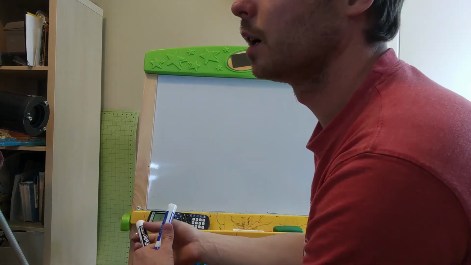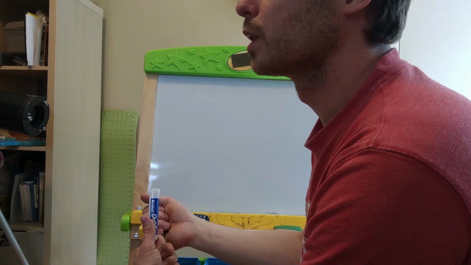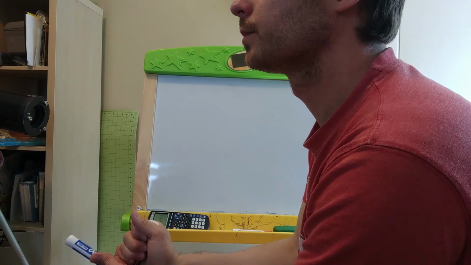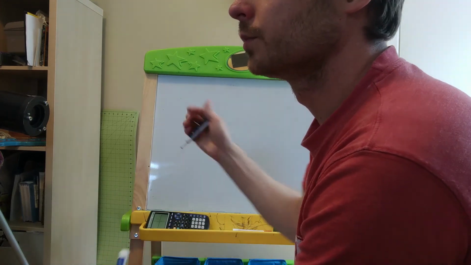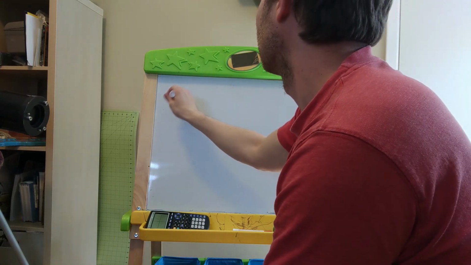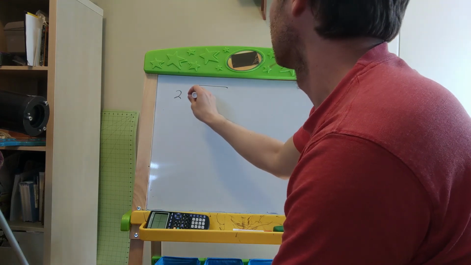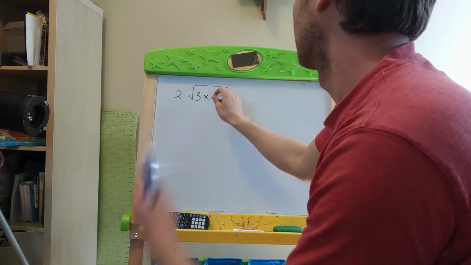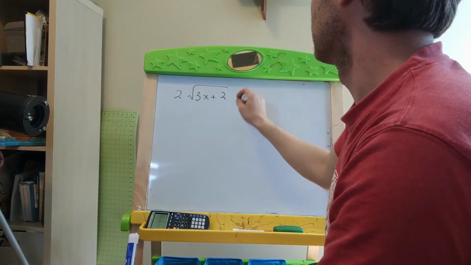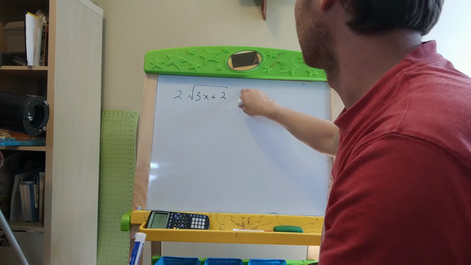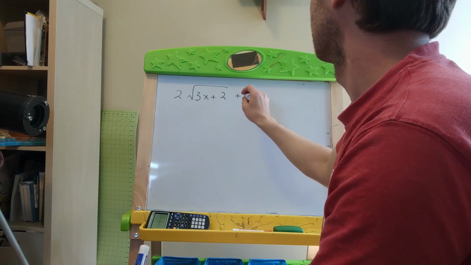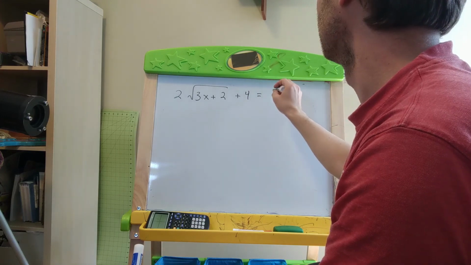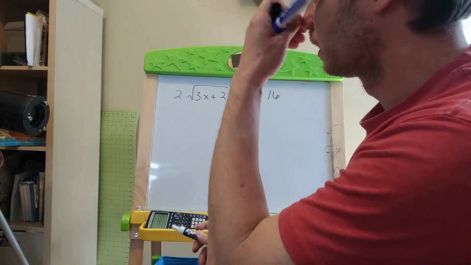All right, so here's another kind that you might see. You might see something with addition in it. So we could have something like 2 times the square root of 3x plus 2 is equal to, let's do addition right here, plus 4 is equal to 16.